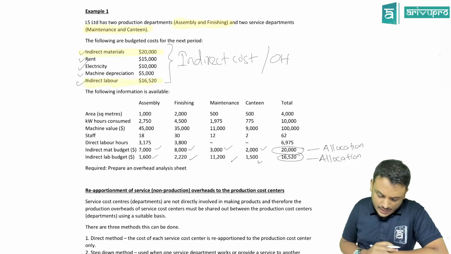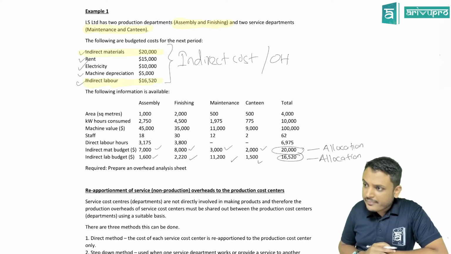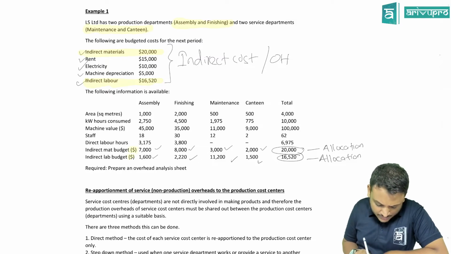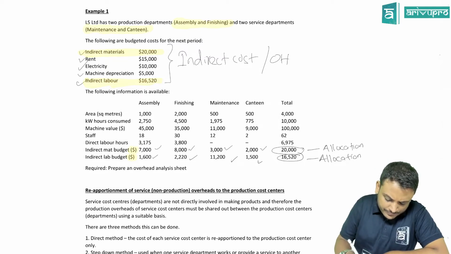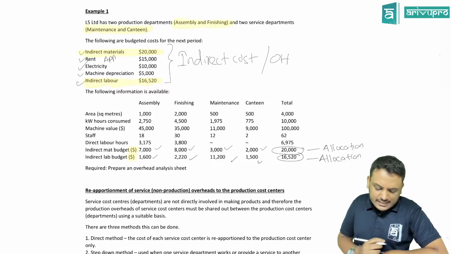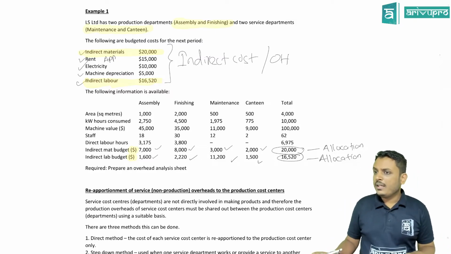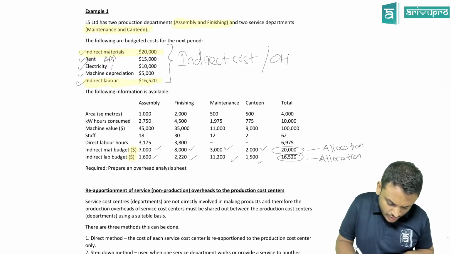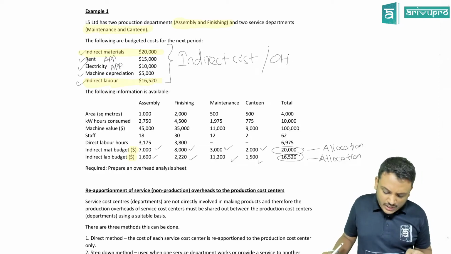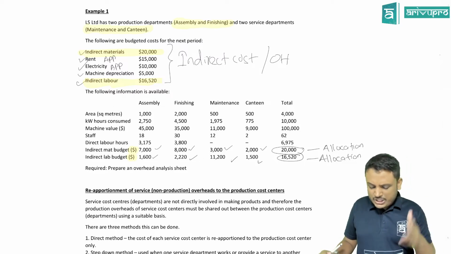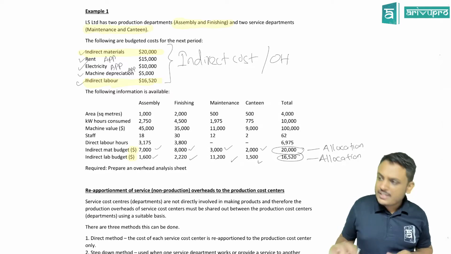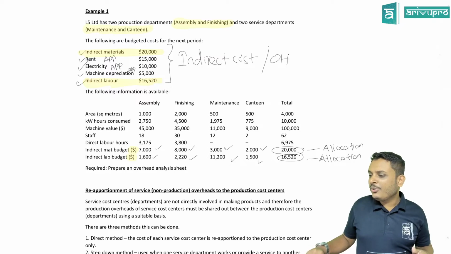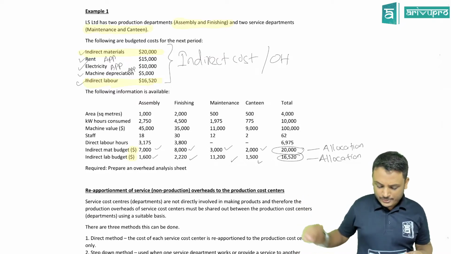Rent 15,000. Did they give the rent cost separately? These two are given in the dollar amount. Did they give rent cost? No. So rent is what then? Apportionment. Electricity. Did they give it separately? No. Therefore, it is also apportionment. Machine depreciation 5,000. Did they give the depreciation? No, they gave machine value only. Therefore, it is also apportionment. Is it clear? Understood?